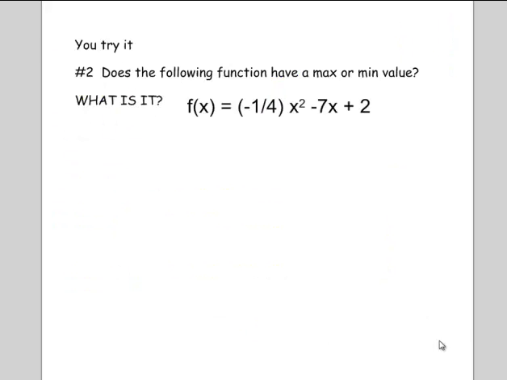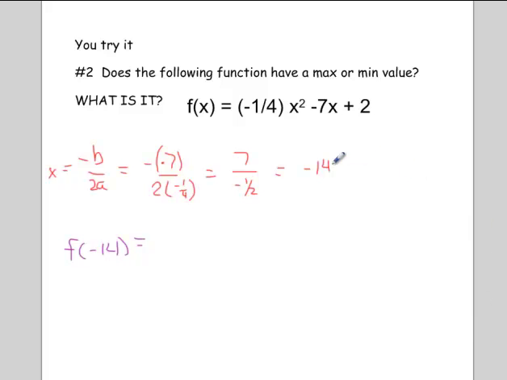Try it. Here's what I got so far. If you did not get the correct x value for your axis of symmetry, you might want to pick it up again.